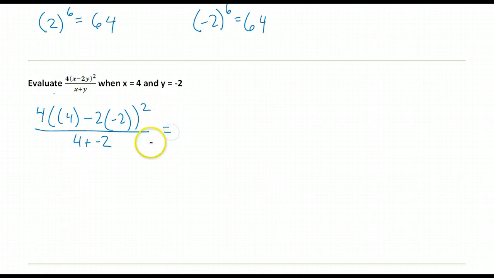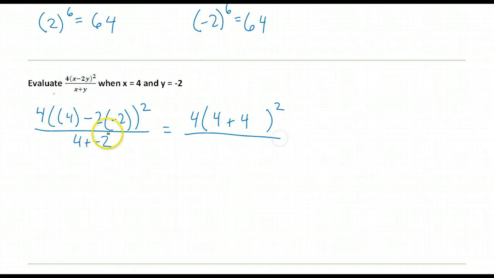Now the order of operations says do what's inside the parentheses first. I'm going to work on this part right here. So I'm going to keep this 4 out front. I'm going to keep the parenthesis. I'm going to keep this parenthesis, and I'm going to keep the squared. So I really have inside the parentheses 4 minus 2 times negative 2. Well, 2 times negative 2 is negative 4, and I'm going to subtract negative 4. Well, subtracting negative 4 is really adding 4. And in my denominator, I get 2.